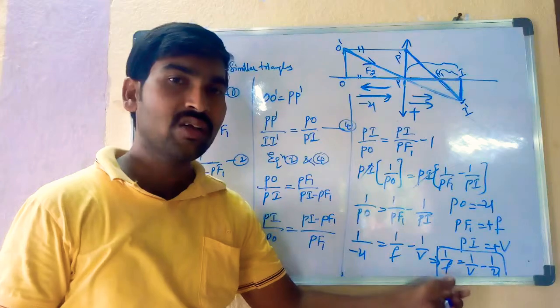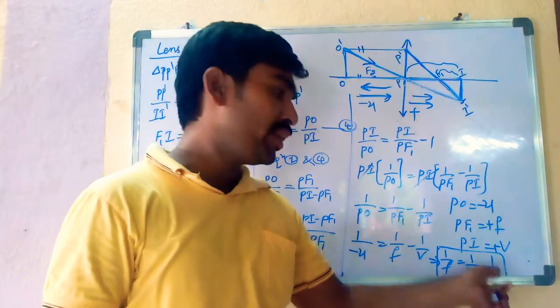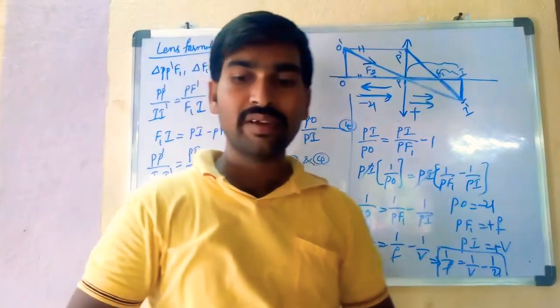F indicates the focal length of the given lens, V indicates the image distance, U indicates the object distance. We will discuss this later.